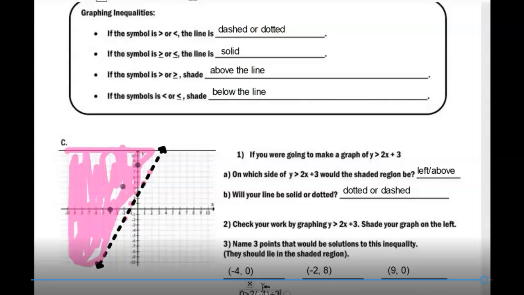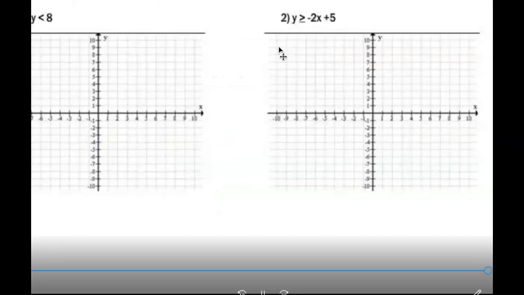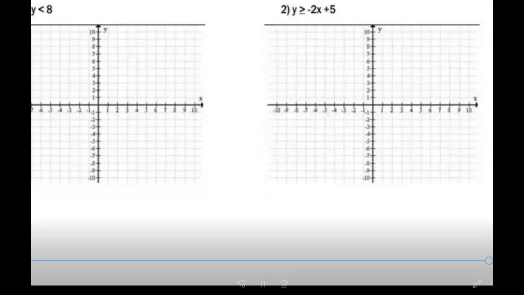We could take a point we picked and plug it in. This is called a test point. So you could take a point you pick and plug it in. This is known as a test point.